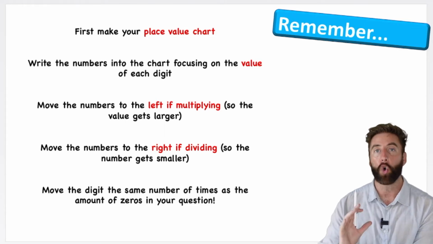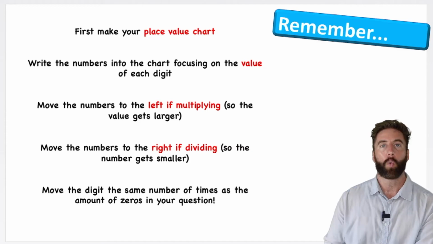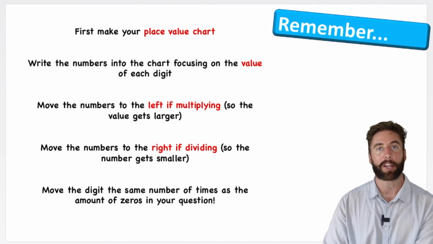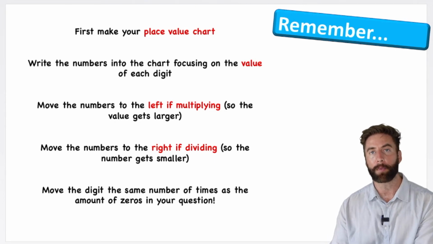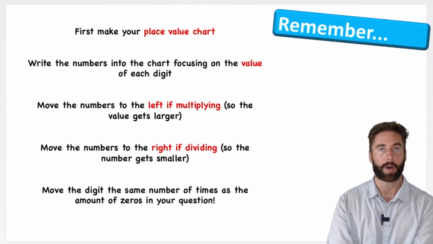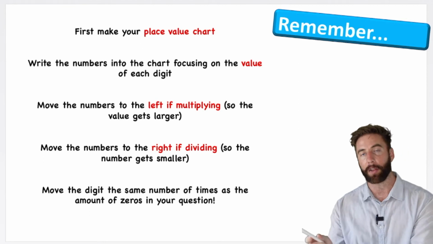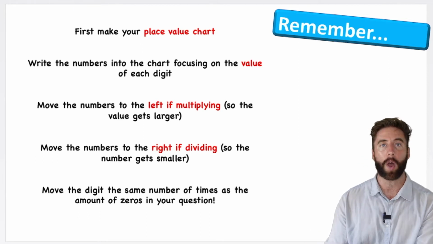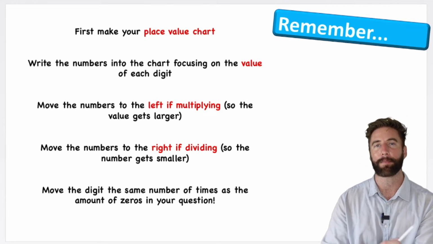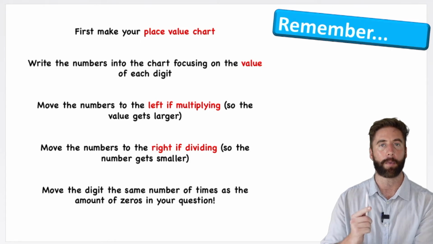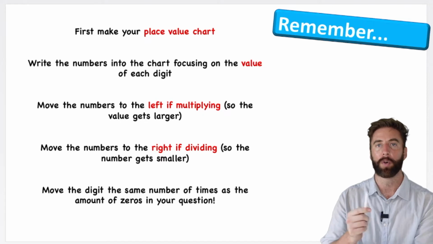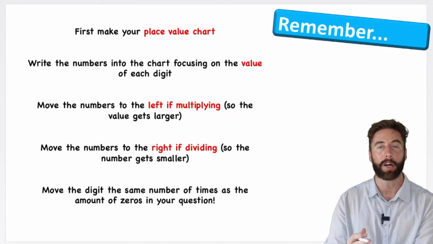Things to remember: always start with your place value chart. When you're writing the numbers in, focus on the value of each of the digits to make sure you put them in the right column. And remember that when we're multiplying, we move up the place value chart to our left, and when we're dividing, we move down the place value chart to our right. To know how many columns we're going to move our number, we can simply look at our question. If we're multiplying by 10, that is only one position, 100, 2, 1,000, 3. And that number corresponds to the amount of zeros that are in the question.